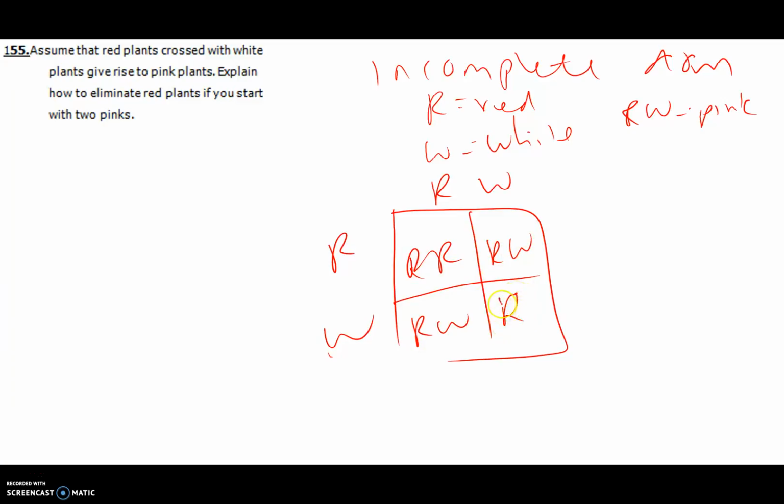So what you would need to do is basically breed a white and a white. That's the only way to eliminate red plants, because if you continue to breed pink plants, you will always have that red allele making red plants possible. You could either breed a white plant and a white plant, or you could also breed a pink plant and a white plant, which would also only produce pink and white with no reds. And so I guess that would be your answer.